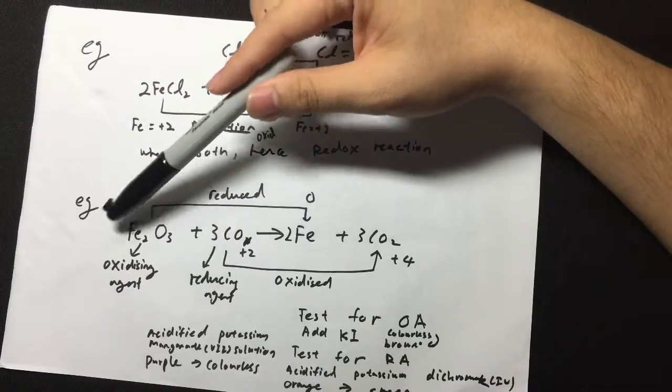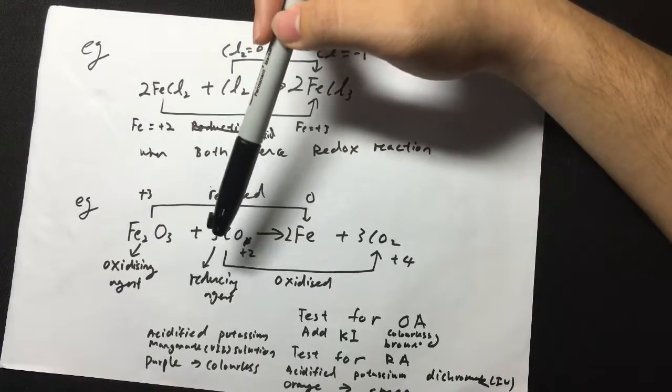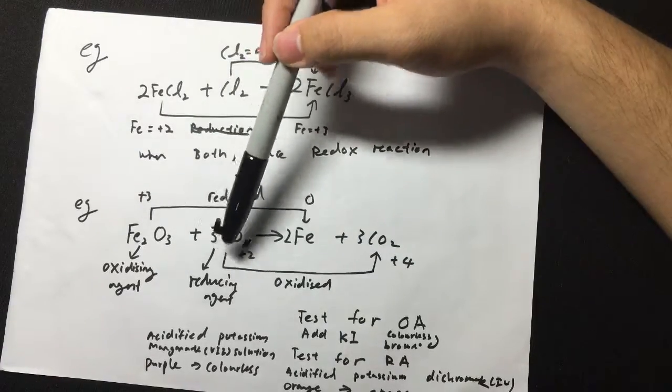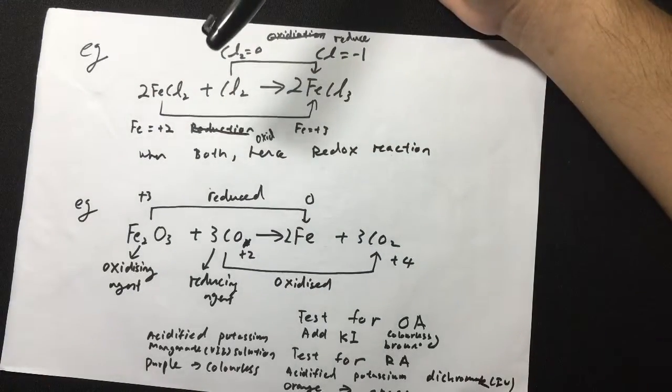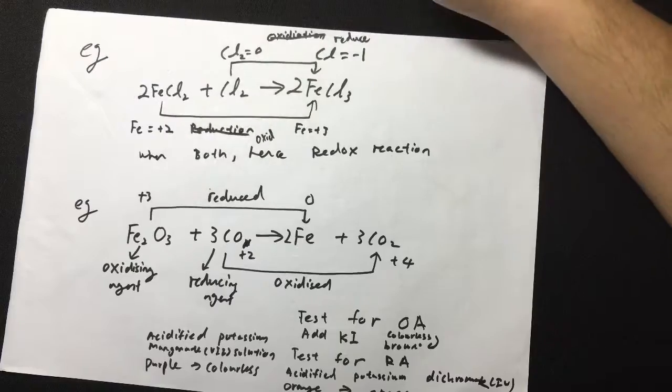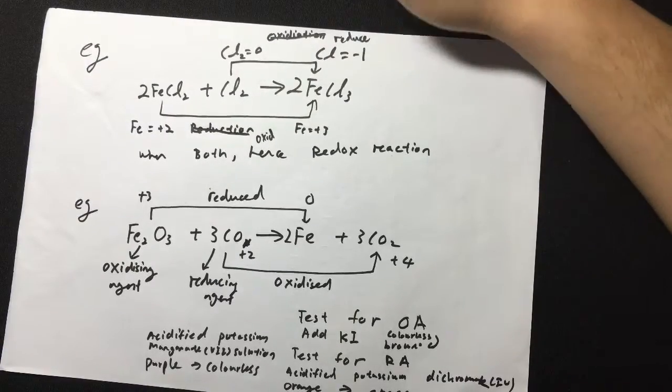All oxidizing agents reduce themselves to oxidize others. But all reducing agents oxidize themselves to reduce others. I know it's a bit confusing right now, but with further practice you will get a good hang of it. Remember, that's the opposite. Oxidizing agent reduces itself.